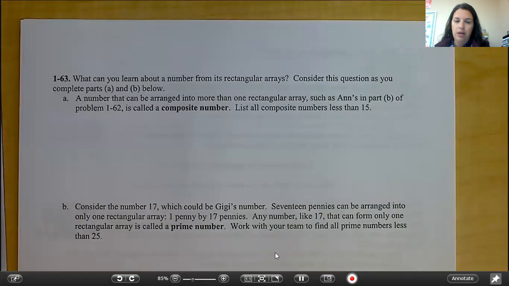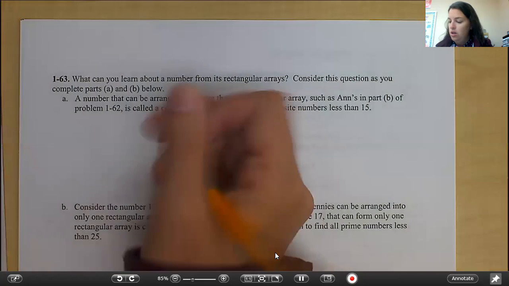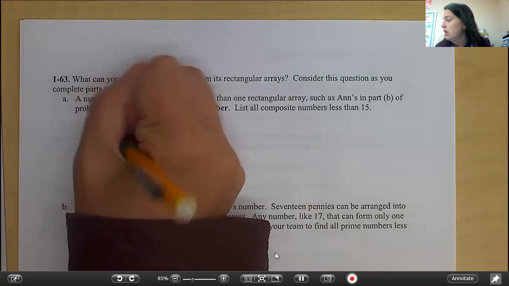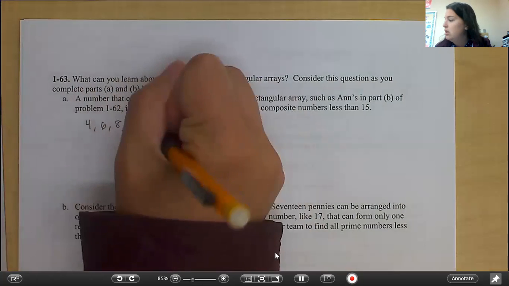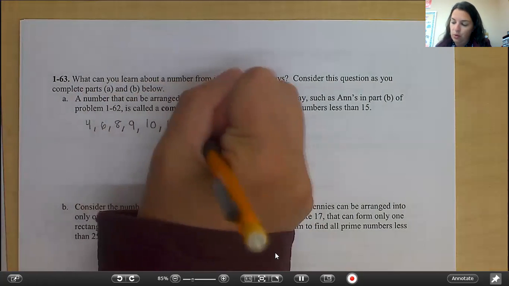163. What can you learn about a number from its rectangular arrays? Consider this question as you complete parts A and B below. A number that can be arranged into more than one rectangular array, such as Ann's in part B of problem 162, is called a composite number. List all composite numbers less than 15. So, can be arranged into more than one rectangular array. If you need to sketch them out, sketch them out. We should have come up with 4, 6, 8, 9, 10, 12, and 14.